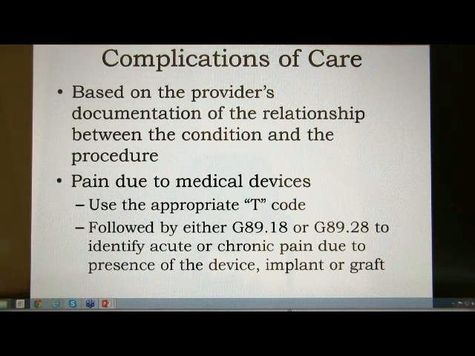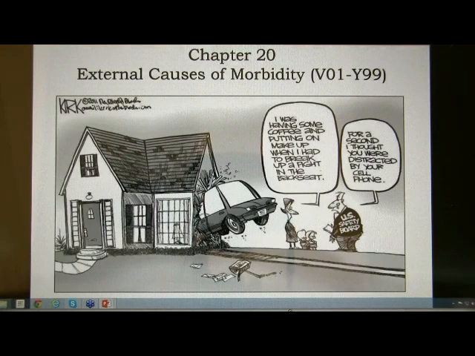So the next thing we're going to talk about is going through some of the external cause codes and the additional information you may have your coding staff asking you for when ICD-10 starts. These codes are intended to provide data for injury research and evaluation of injury prevention strategies.